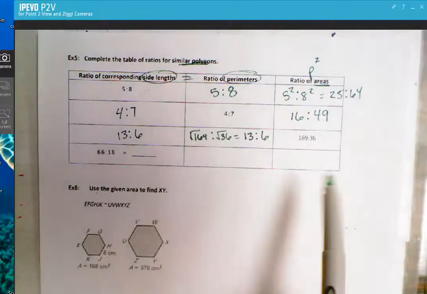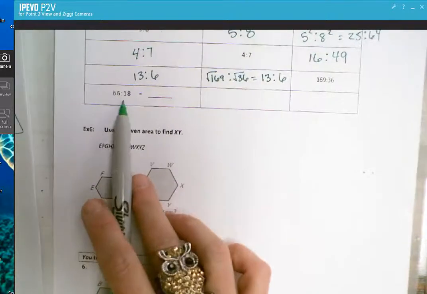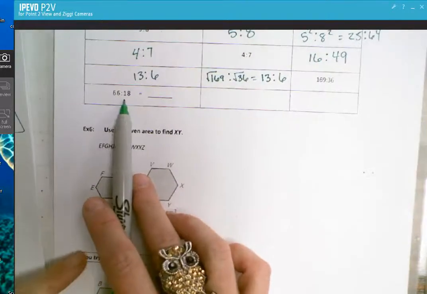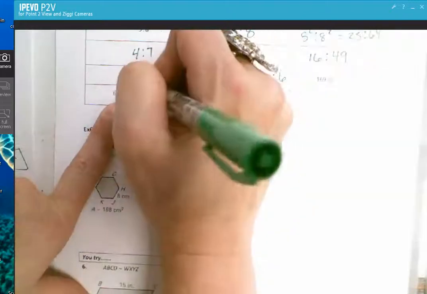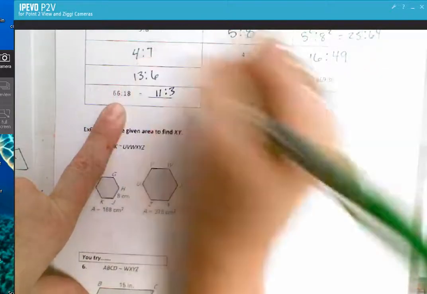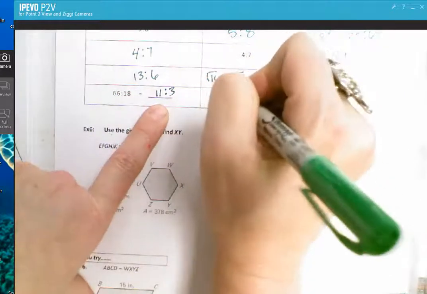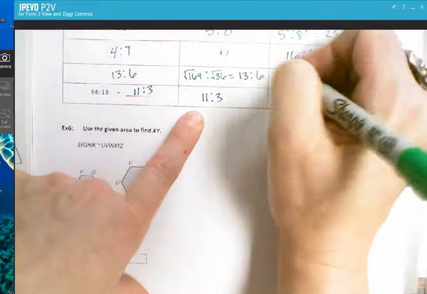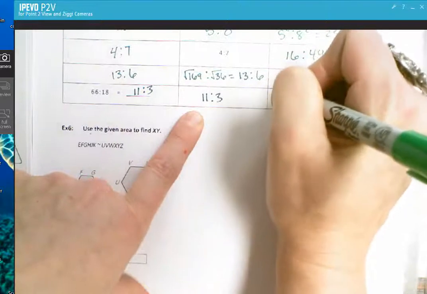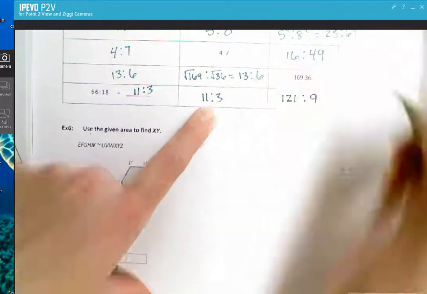So you're going to need to be able to work back and forth each way. And here's when we have to simplify it. If I have 66 is to 18, then 6 goes into 66 and 6 goes into 18, so I end up with 11 is to 3. My sides and my perimeters are the same ratio. And my area is the square of the perimeter or the side. So 11 squared is 121 is to 3 squared, which is 9.